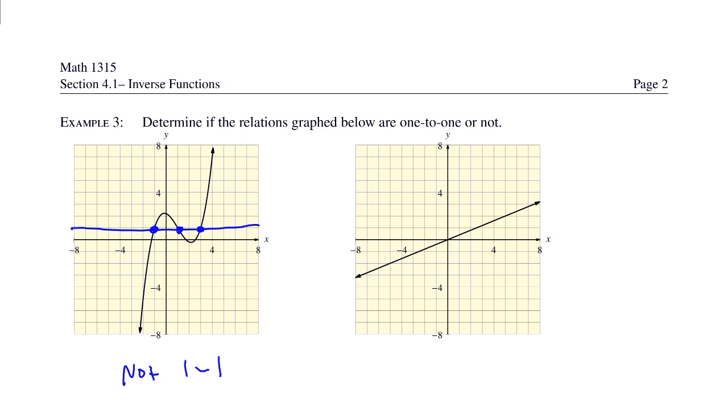The next example, apply the horizontal line test. Can you sweep through from down to up and only hit the graph one time with each of your horizontal lines? Yes, this is 1-to-1. So you can sweep through that graph. There is no place where it's going to intersect the graph more than once.